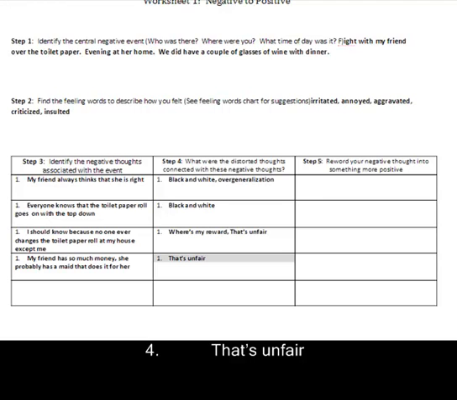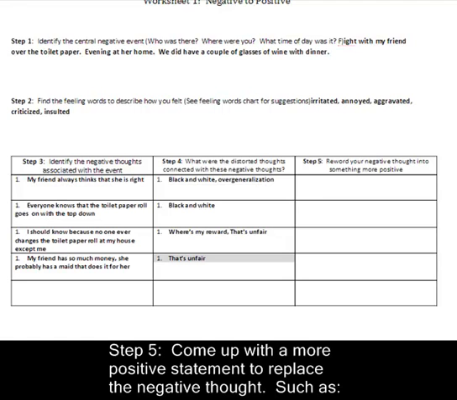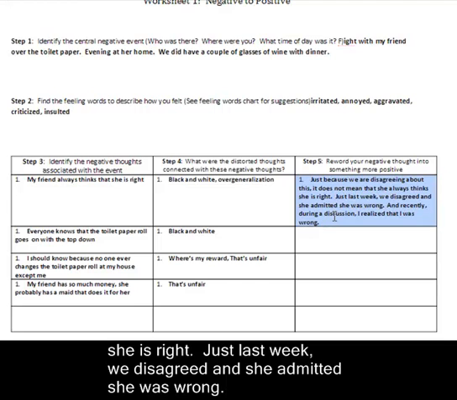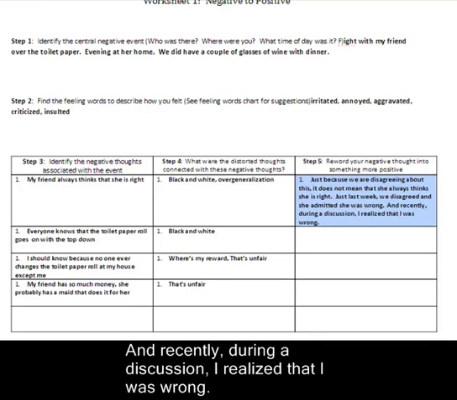So let's go back to those negative thoughts and let's try to reword them into something more positive. So for the first negative thought where my friend always thinks they're right, I may come up with a new statement that says just because we're disagreeing about this, it doesn't mean she always thinks she's right. Well, just last week we disagreed and she admitted she was wrong. And then recently during a discussion, I realized I was wrong. So that's my new thought that sort of is against my negative thought.